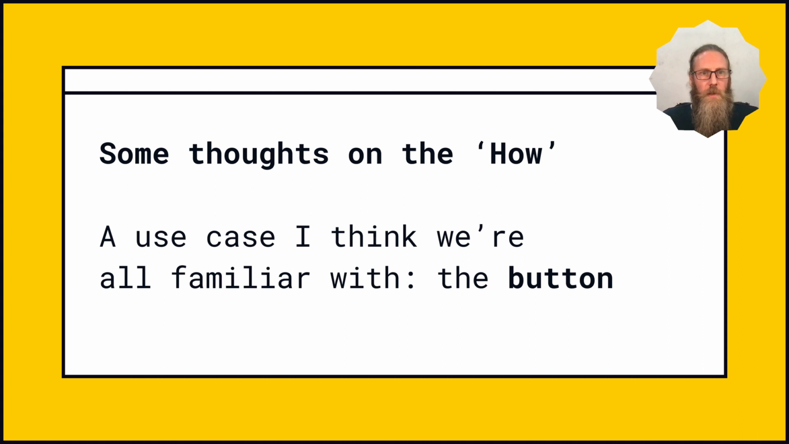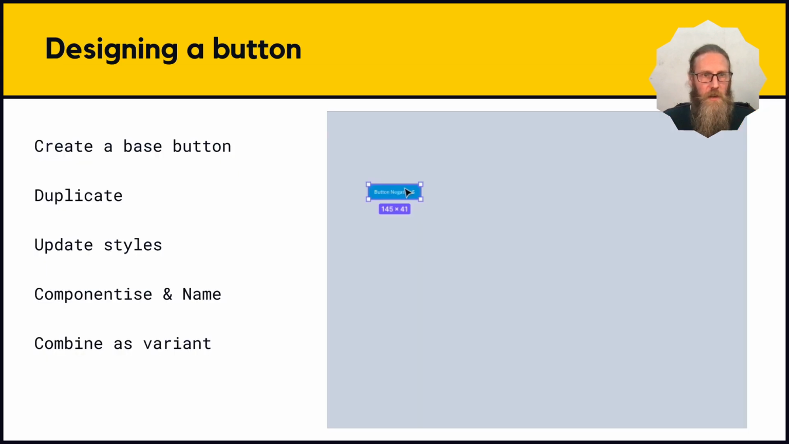So some thoughts on the how, where I want to give some thoughts on one of the many possibilities where automation and AI could assist us in making the design process a lot more efficient. And I'm going to use a familiar component, which is the button. So I think all of us have designed a button before, and how this generally works.